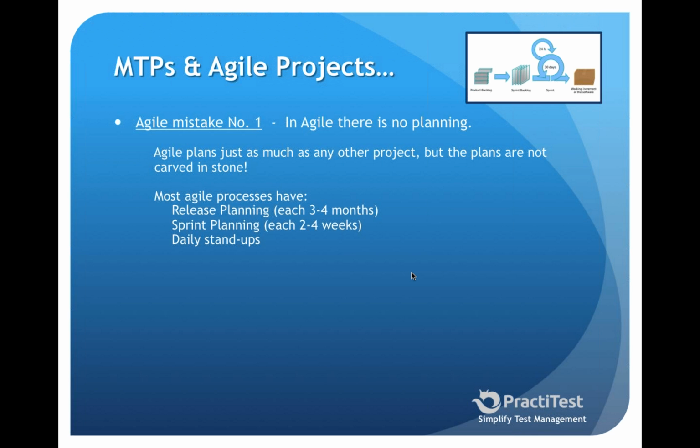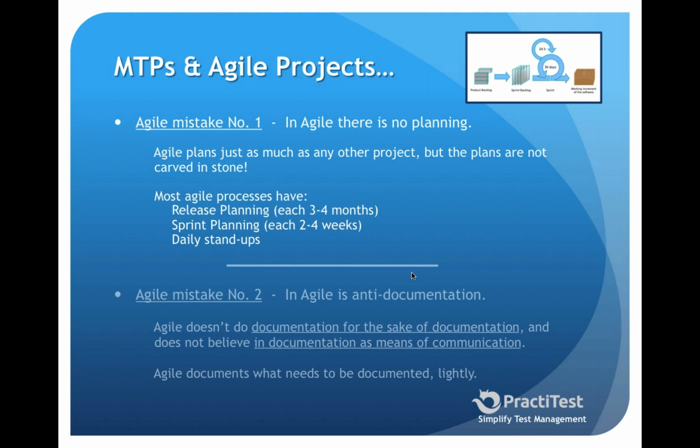But even if we look at the average Scrum project, you will start by having release planning that goes over every 3 to 4 months. Then obviously you will have sprint planning for 2 to 4 weeks, and you will have daily stand-ups if you want. So there's going to be a lot of planning, but it's going to be a lot more flexible than that. Okay, so that's the first part.